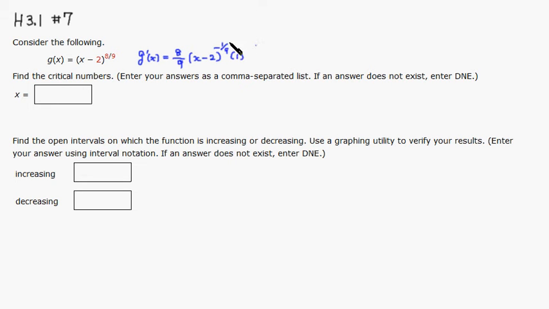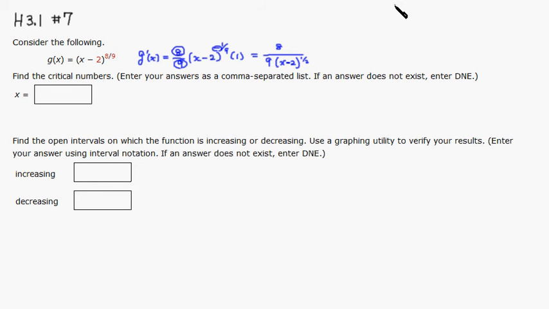You can rewrite it as 8 on top, and 9 on the bottom. Because of the negative power, we know that the quantity x minus 2 sits in the denominator, with a 1/9 power. And this is a minus sign.